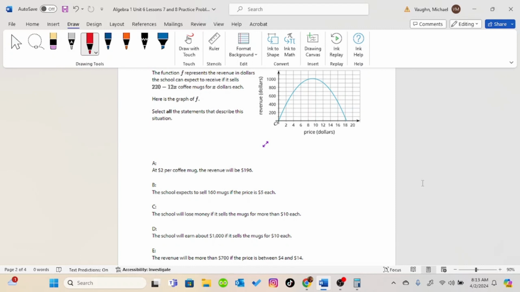Choice A. At $2 per coffee mug, the revenue will be $196. Well, the price is my input, so I go over to $2 and I go up until I hit the line. This gives me a revenue of 400, not 196. So A is wrong.